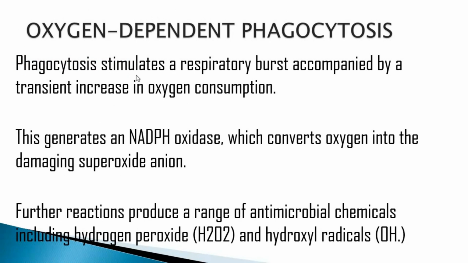Oxygen-dependent phagocytosis occurs by phagocytosis stimulating a respiratory burst accompanied by a transient increase in oxygen consumption. So this generates an NADPH oxidase, which converts oxygen into the damaging superoxide anion. Further reactions produce a range of antimicrobial chemicals, including hydrogen peroxide and hydroxyl radicals. So these antimicrobial chemicals are the ones that kill the bacteria after it has been internalized by the neutrophils.